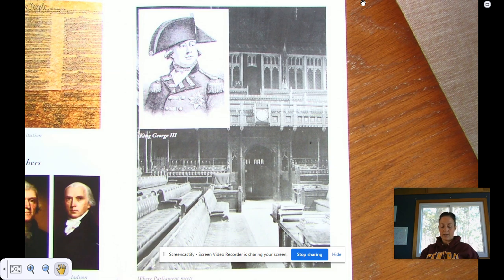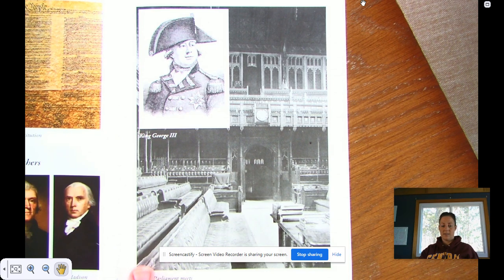Okay. So King George III ruled in Great Britain during the Revolutionary War and during the War of 1812. And he could make his own rules. He didn't have to get permission from the people. The people didn't even have to agree with what he decided. It was what it was. And he made those decisions.